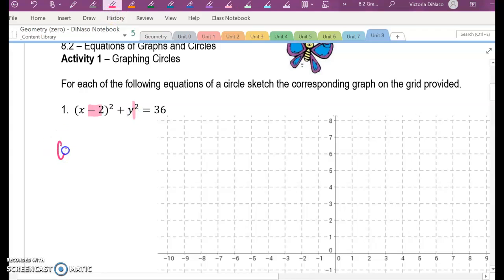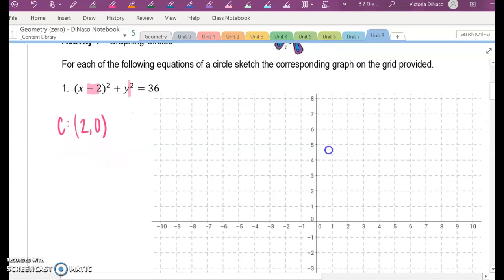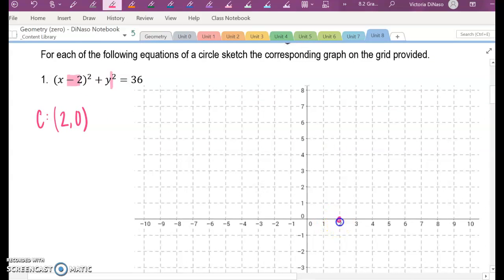If I want to pull out the center, I'm going to write it over here. We're going to flip that -2 so that it's +2, and then the number that we're going to use for y is going to be 0. Then I'm going to plot (2, 0) on this graph. Right here is my center, and I'm going to label it with a C for the center.